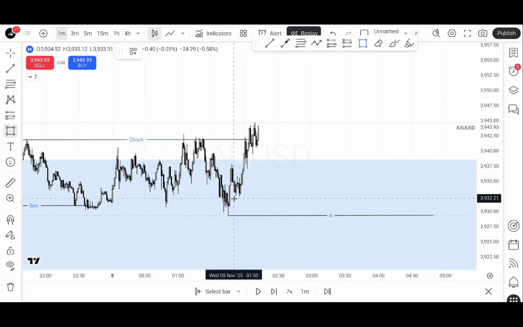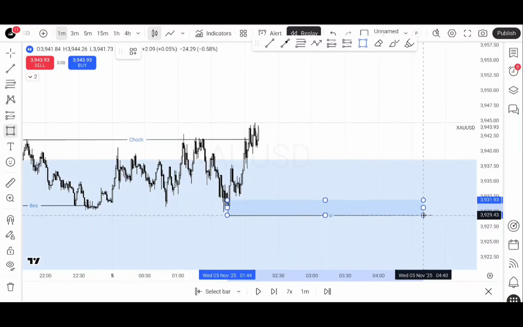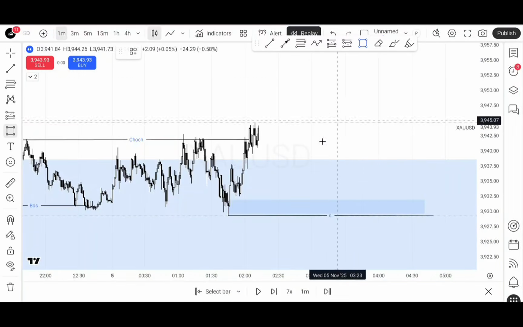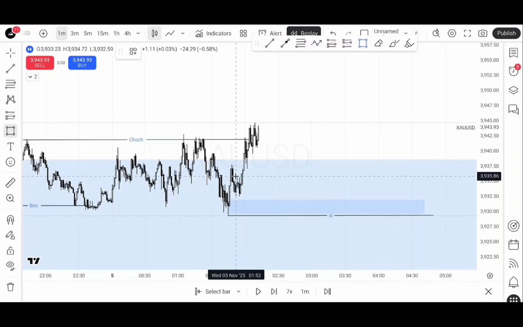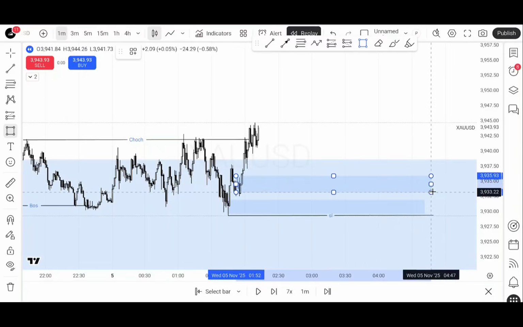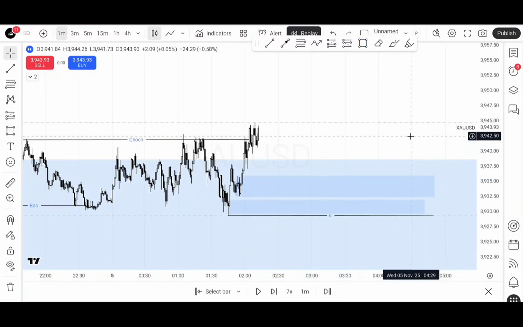First thing first, we look for a point of interest. We have the first point of interest here, then we have the second point of interest. These are points of interest that have not been mitigated. So this is how you spot out your point of interest.